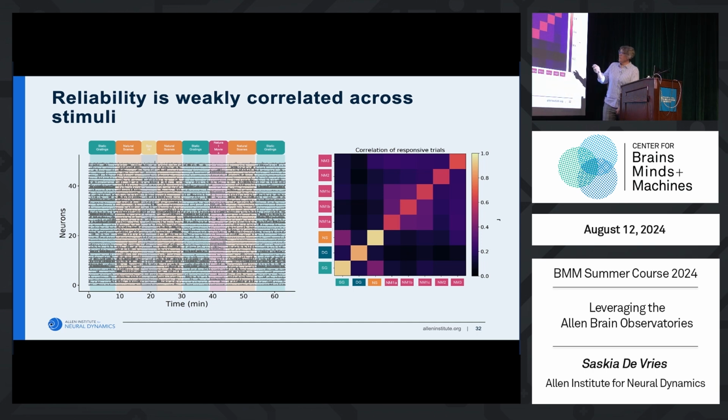And then there are 2 other natural movies that are different movie clips, but are taken from the same overall movie, with similar statistics and all of that. And what we see is that by and large, there's very low correlation between the reliability of a cell's response to one stimulus and its response to another stimulus, right? What that means is if a cell responds reliably to our drifting grating stimulus, I don't know if it's going to respond reliably to a natural movie or not. A correlation close to 0 doesn't mean that it won't respond reliably. It means I don't know. It could respond reliably, it could not.